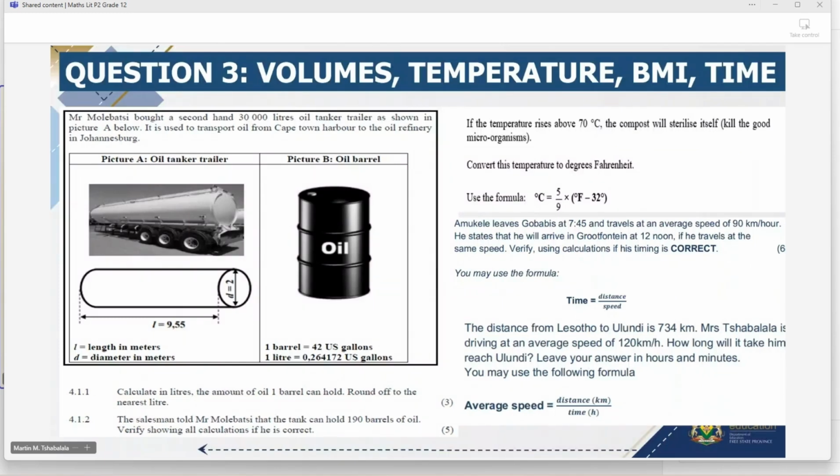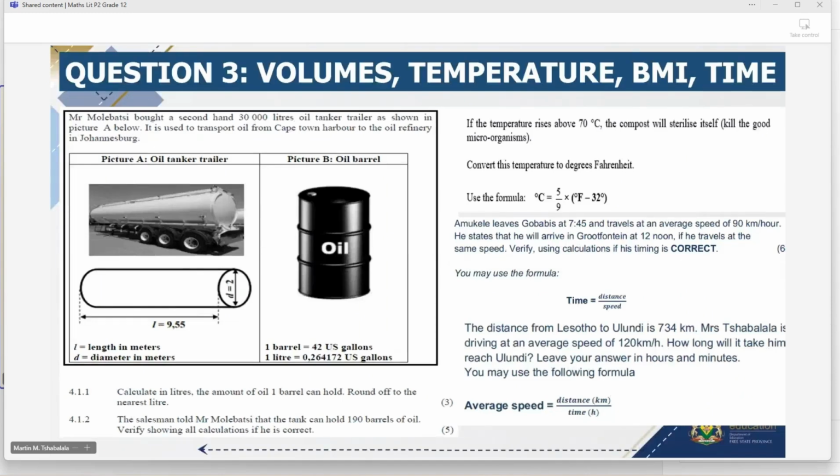The speed and the distance I've already spoken about, but it can be given in a different way. Look at this question. Amukele leaves Kobabis at 7:45 and travels at an average speed of 90 kilometers an hour. He states that he will arrive in Grootfontein at 12 noon. If he travels at the same speed, verify, using calculation, if his timing is correct.